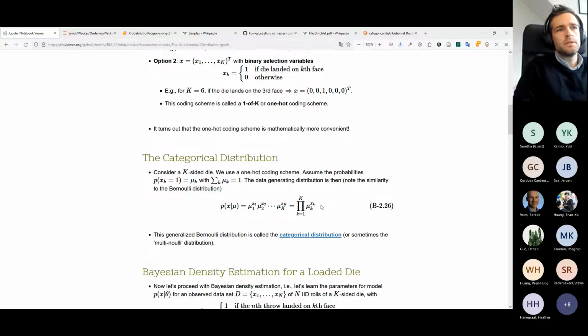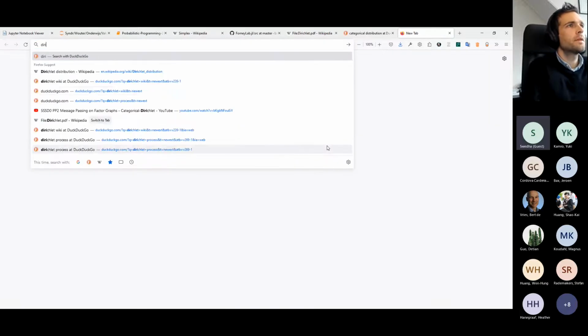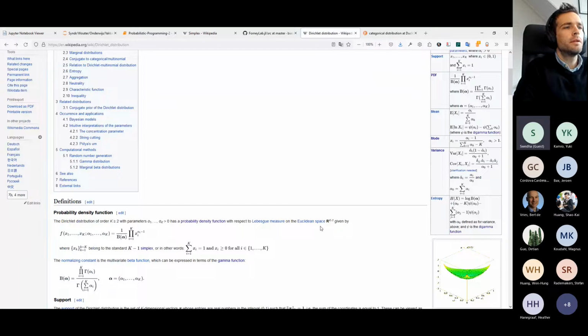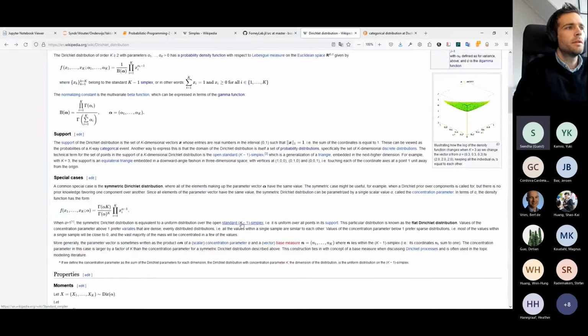And in order for this thing to be a valid probability distribution, all of those individual probabilities of the options have to sum to 1. And that means that if you want a prior for that, specifically also a conjugate prior for that, then we need a distribution over vectors that sum to 1. So the mu k need not add to 1, but the prior definitely has to add to 1.